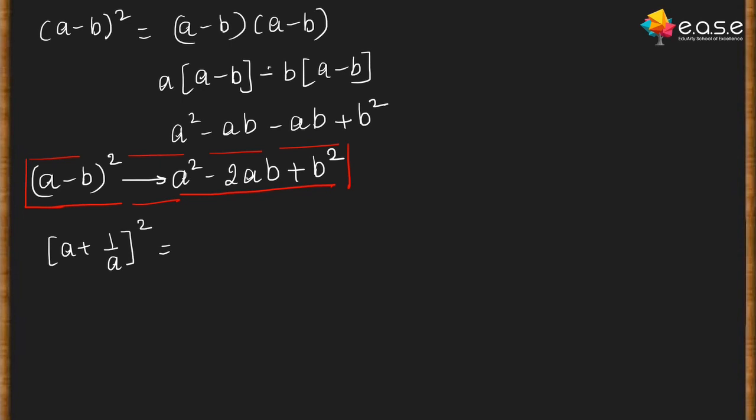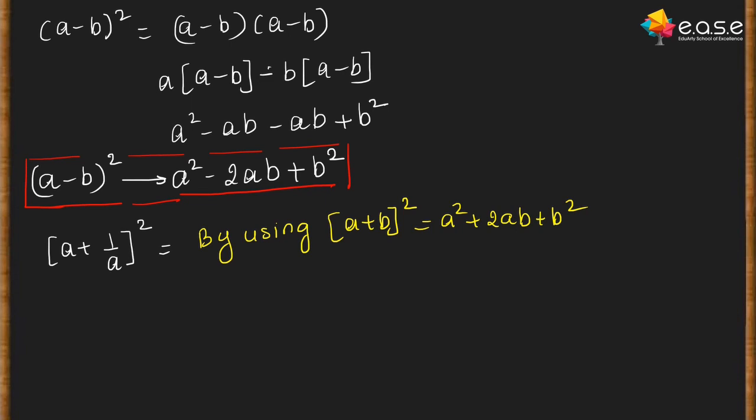We'll expand this and you will see. What formula are we going to use here? By using (a + b) the whole square is equal to a square plus 2ab plus b square. So if you use this formula, what are you going to get here? Basically this is your a, and this bit becomes your b. Correct? So let's use it now.